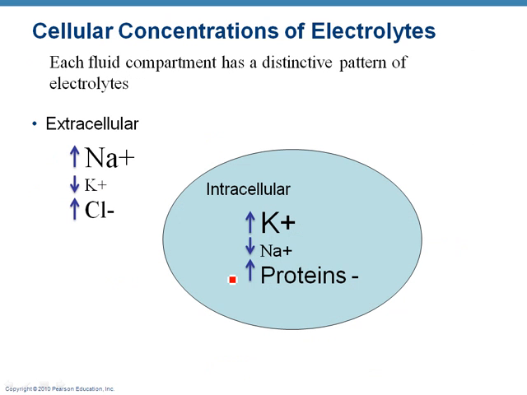So let's go back to our cell from Unit 1. Here's our cell. You remember there's more sodium on the outside of the cell in your extracellular fluid. There's more potassium on the inside. There's more chloride on the outside and proteins on the inside. Chloride and proteins are considered anions. They have a negative charge. Sodium and potassium are positive. They have a positive charge, or cations.